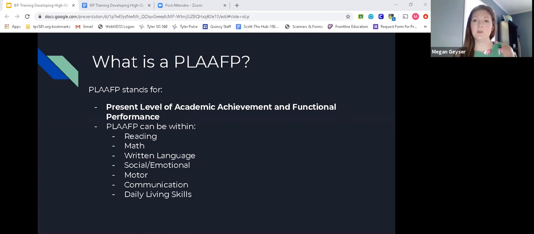But now the team can look at the child's social emotional skills, communication skills, daily living skills. So that's what we call functional performance. And again, it just really gears the IEP team to look at the whole child. And on this slide, I just put out what the PLAAFP is within those big three: the social, emotional, motor, communication, and daily living skills. That really hits that functional performance component along with the academic achievement.